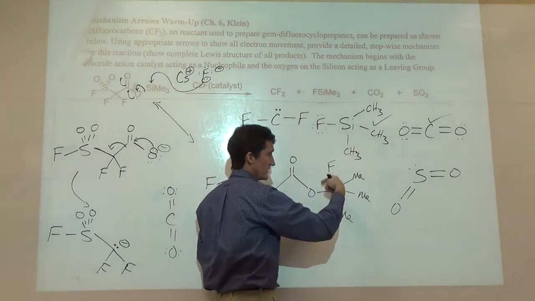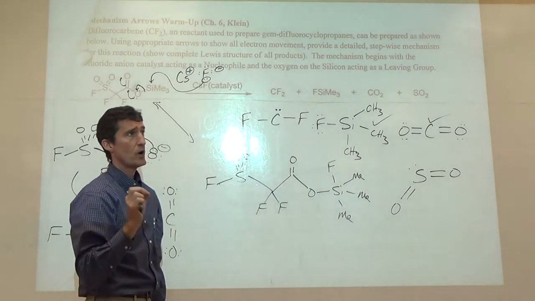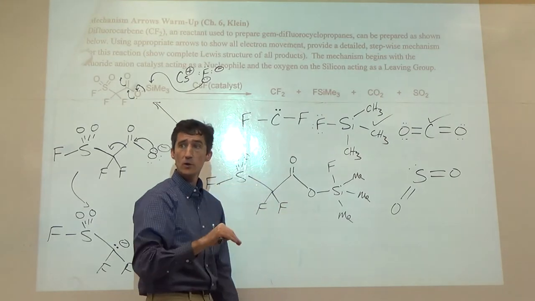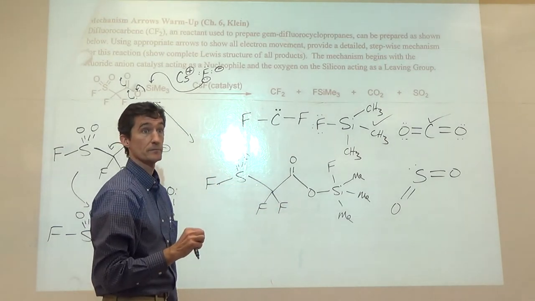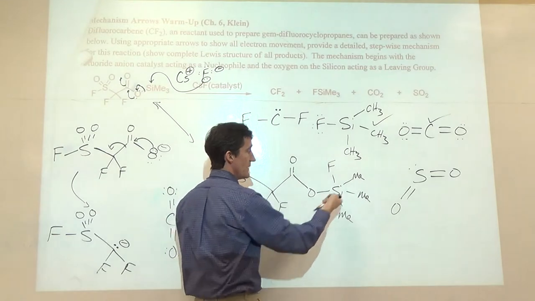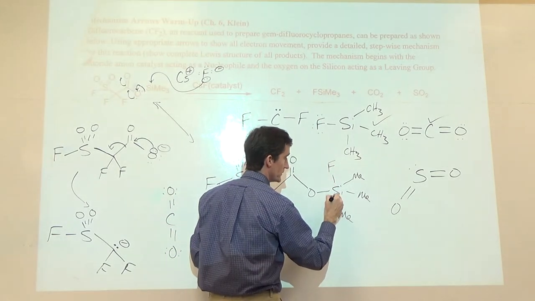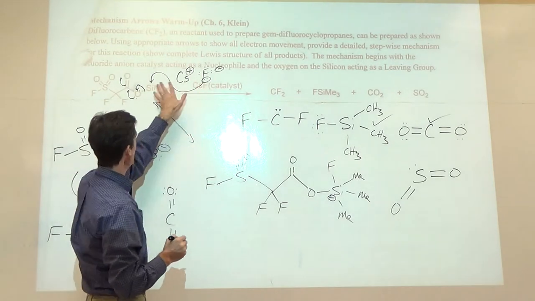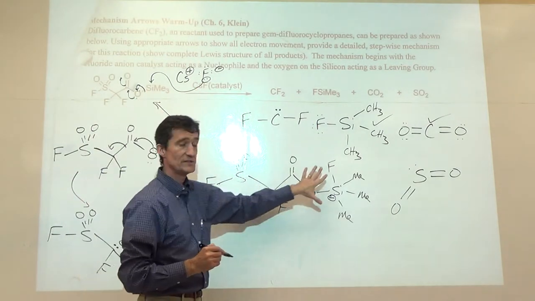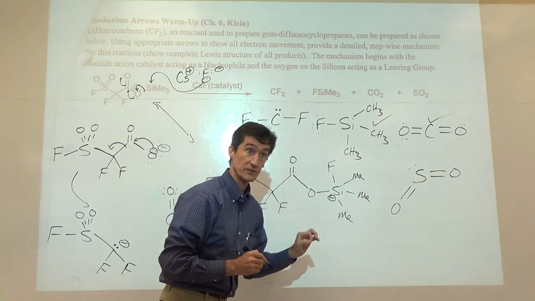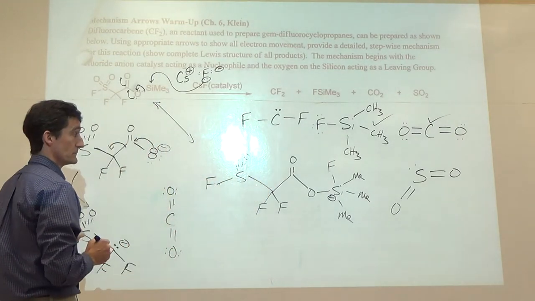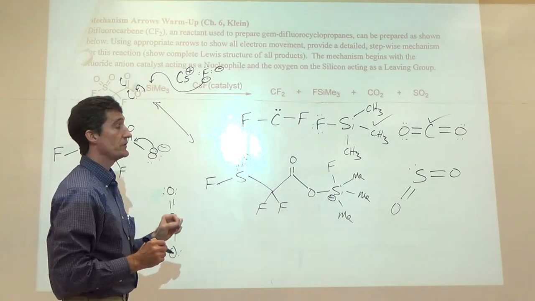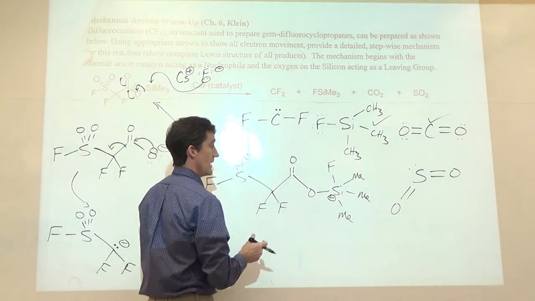Why? That silicon has 5 bonds. Carbon can't make 5 bonds. But silicon, having d orbitals, can make 5 bonds. So this is actually reasonable. Now the silicon here would have a minus charge. And if we just added that fluorine to the silicon, we just did an addition.